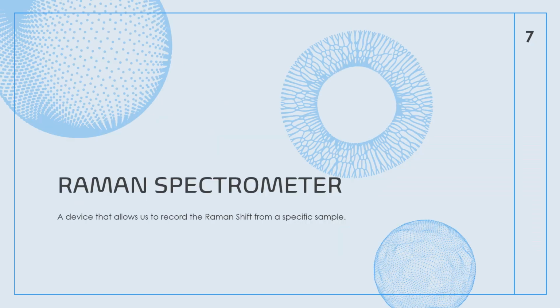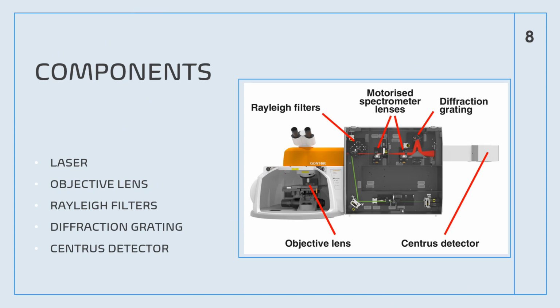So how do we collect the Raman shift from a specific material? The answer is a device called a Raman spectrometer. The basic components of the Renishaw-Raman spectrometer, or Raman microscope, are shown here. The laser, which is used as an excitation source for Raman scattering. The lenses that focus the light on the sample and collect the scattered light. The filter that purifies the reflected signal and scattered light so that only Raman light is collected. The diffraction grating or prism that splits the light into different colors, and the detector that's able to detect weak light.